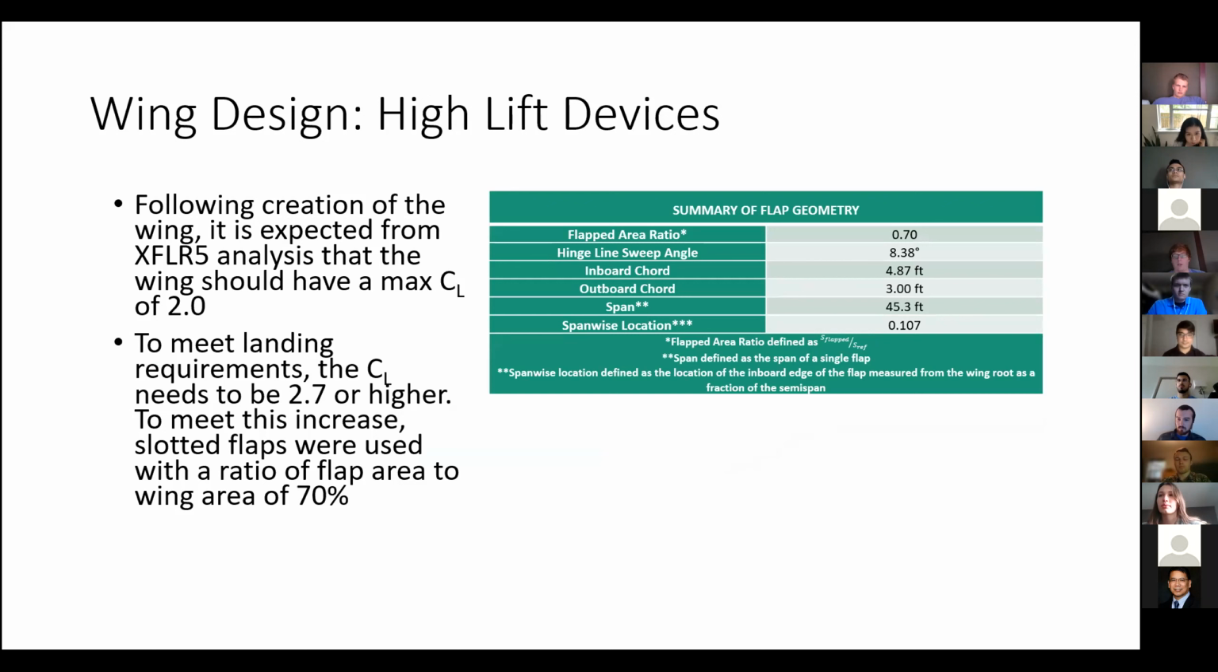After that, again, we wanted flaps. So we performed an analysis, and we found that our wing produced a coefficient of lift of 2.0 roughly. And we desired a CL of about 2.7 or higher. To meet this, we went with some slotted flaps, and the reference area of the flaps to the wing is 70%. So these are pretty big flaps. The table on the right has various flap geometry considerations or parameters.